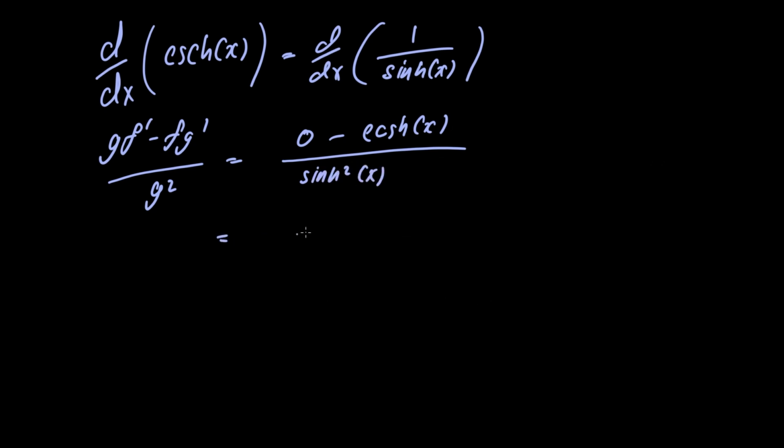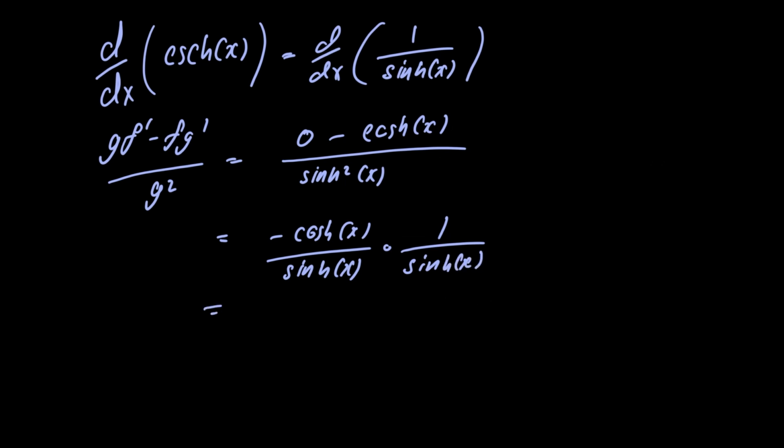Now we can rewrite this as minus hyperbolic cosine of x all over hyperbolic sine of x multiplied by 1 over hyperbolic sine of x. This is just equal to minus hyperbolic cotangent of x multiplied by hyperbolic cosecant of x. And that's the answer to our problem.